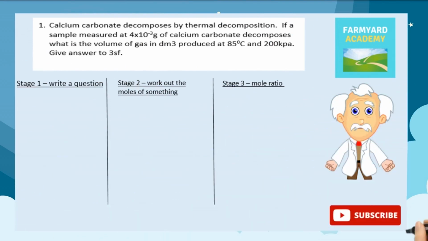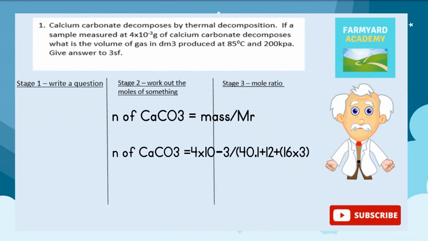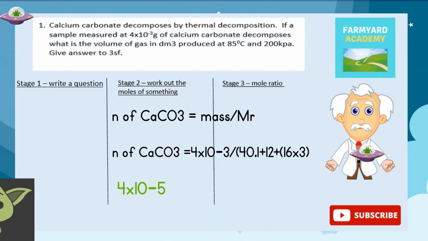Moving on to stage 2, looking at the question, they have given you a mass in grams for calcium carbonate. You need to calculate the moles of the calcium carbonate using n equals mass divided by the molar mass. You get an overall answer that can be used in stage 3.